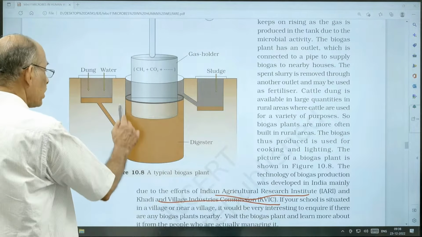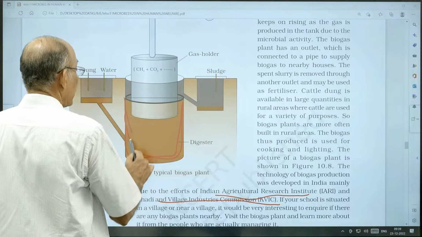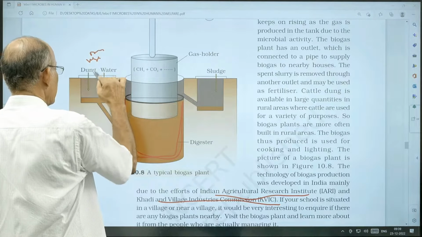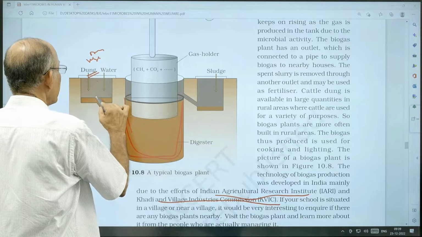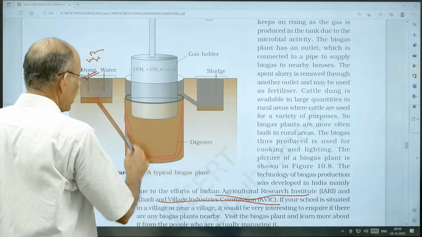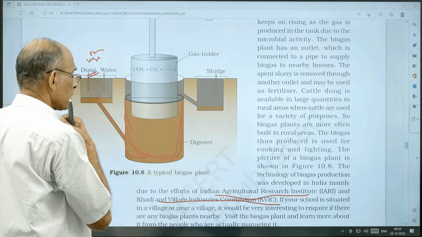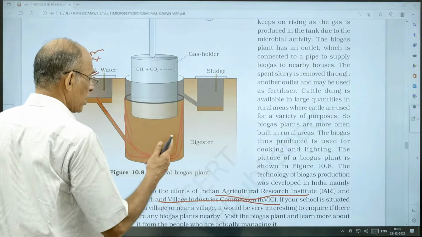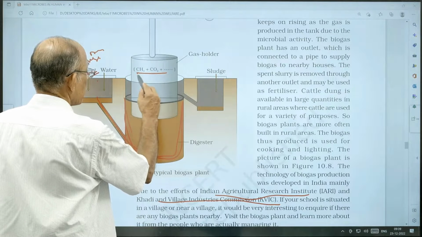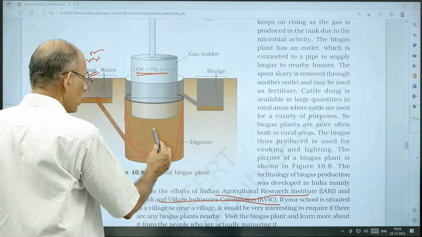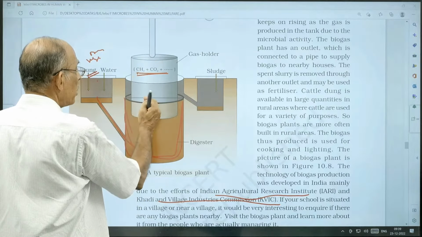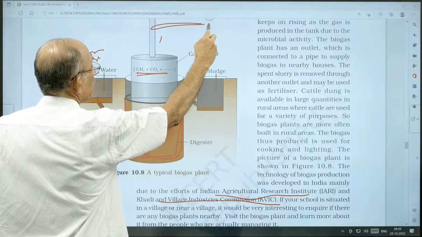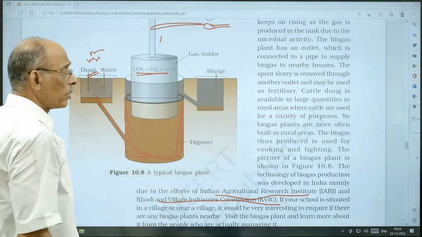This is a huge tank, 10 or 15 feet deep, and we add vegetable matter and animal matter along with some dung and water, and it goes down into the digester, where the methanogens contained in the dung digest all this vegetable and cellulosic material. Methane, carbon dioxide, and hydrogen are collected, and slowly the movable lid goes up. From the lid, an outlet pipe is connected directly to a burner.